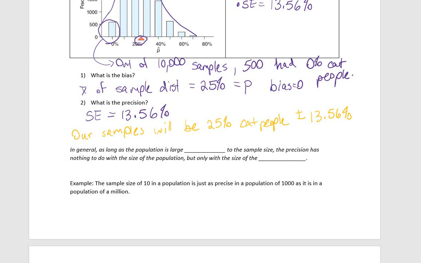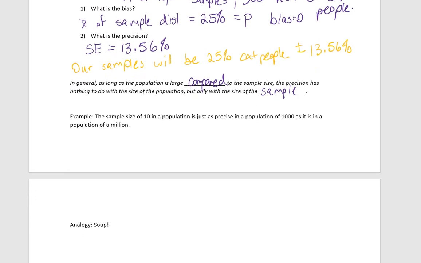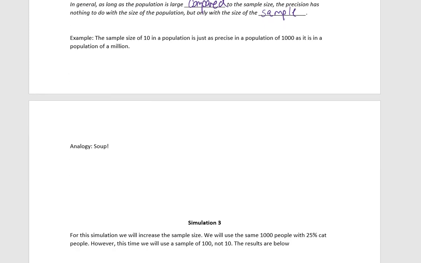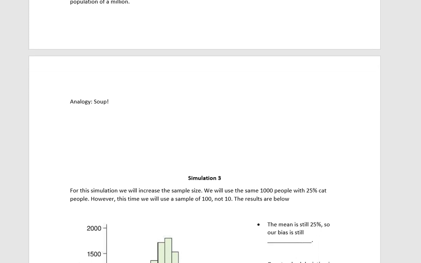Okay, but in general, as long as our population is large compared to the sample size, the precision actually has nothing to do with the size of the population. It only has to do with the size of your sample. What that means is that a sample size of 10 in a population of 1,000 is just as precise as in a population of 1,000,000. Now what you might be wondering is, why is that true? And here's why that's true.